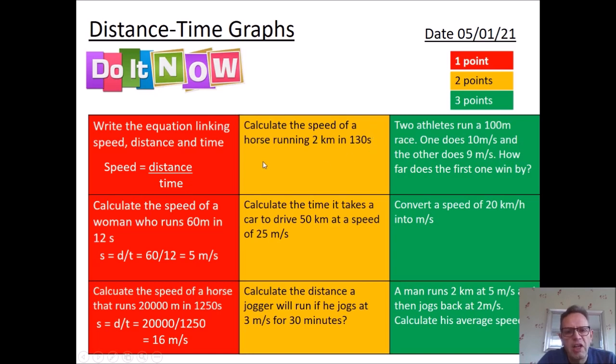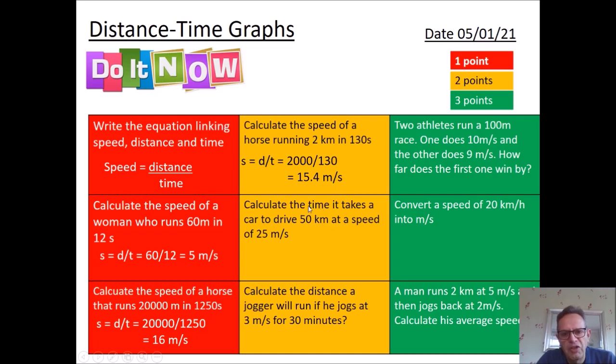Okay, these are the slightly more challenging ones. So the speed of the horse that runs 2 kilometres in 130 seconds, the trap here is not to do 2 divided by 130, but to turn your kilometres into metres. So 2 kilometres is 2,000 metres. So we do 2,000 divided by 130, which with a little bit of rounding comes to 15.4 metres every second.